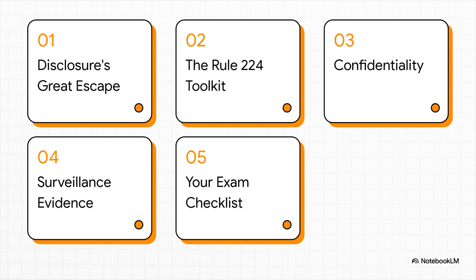So here's our game plan. We're going to start with why we even need to escape standard disclosure. Then we'll get into the Rule 224 toolkit itself. After that, we'll look at two of the biggest battlegrounds, confidentiality and surveillance evidence. And we'll wrap it all up with a super simple checklist that'll help you absolutely nail this in an exam.